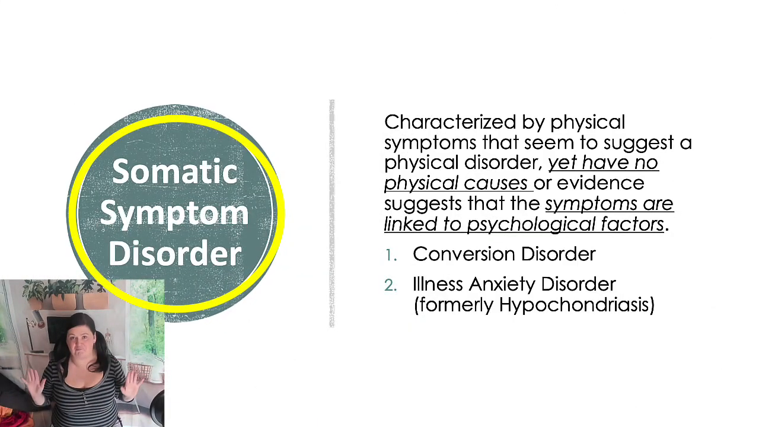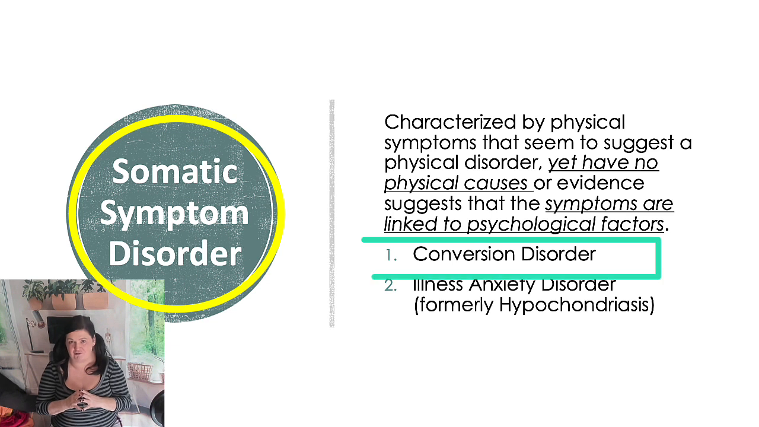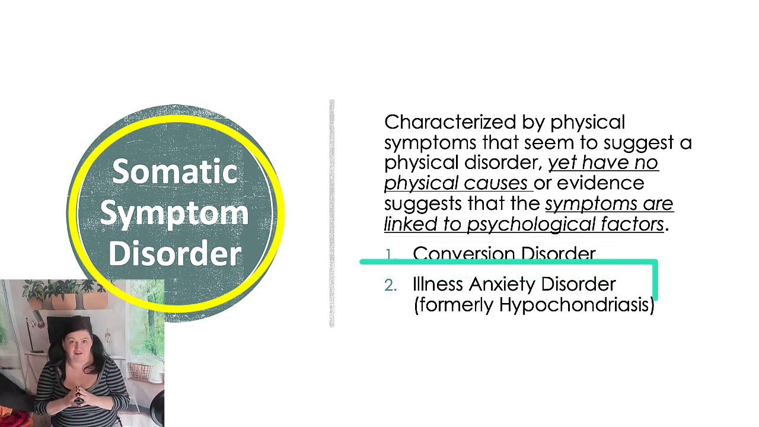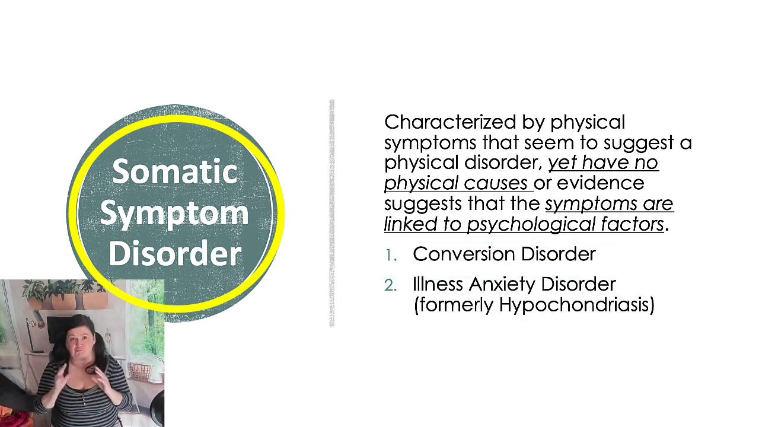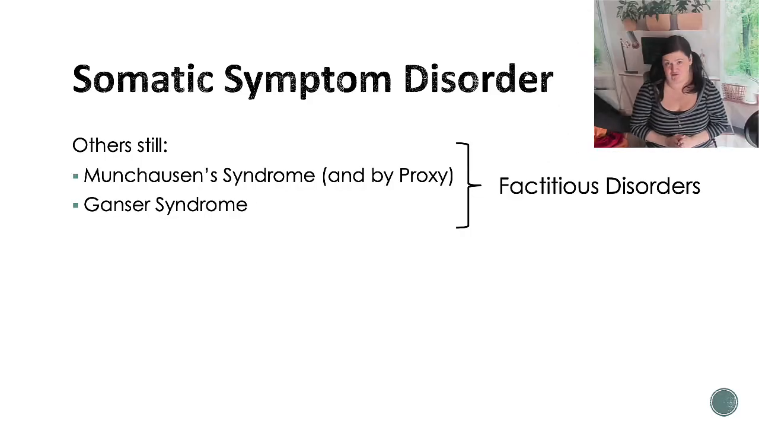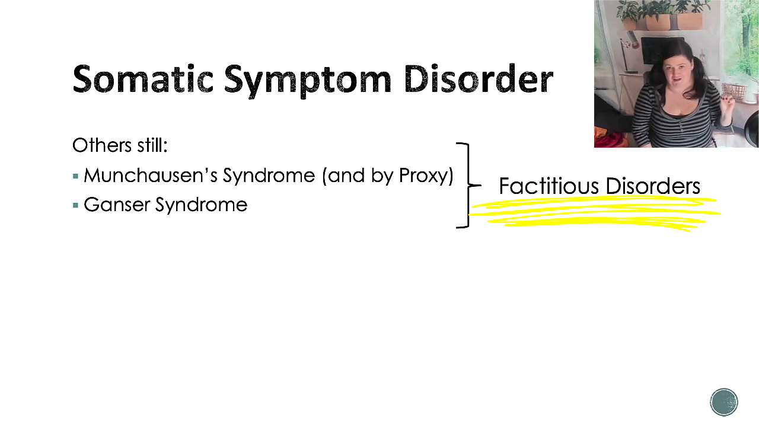Now, there's a disorder that is just called somatic symptom disorder, but then there are two kinds of subcategories of other disorders. One is called conversion disorder, and one is called illness anxiety disorder. Other disorders start with Munchausen syndrome, Munchausen syndrome by proxy, and Ganser syndrome. These are both from the same category under somatic symptom disorders, but here's the thing. These are called fictitious disorders, meaning false or feigned or fake disorders.